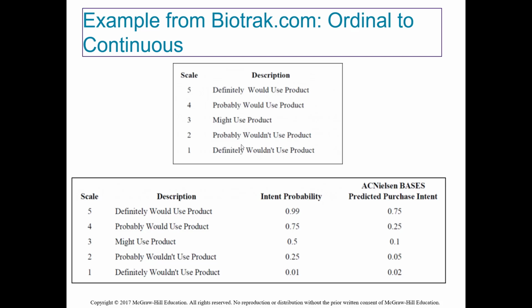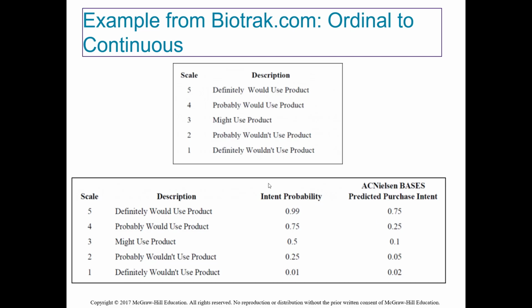So here's an interesting example. This is where we have an ordinal scale, but we convert it to continuous. This was traditionally used by the Nielsen marketing research firm, in that based on past research and follow-up from consumer panels, we have a scale that measures propensity to use a product, and then we convert it into an actual probability of using the product.